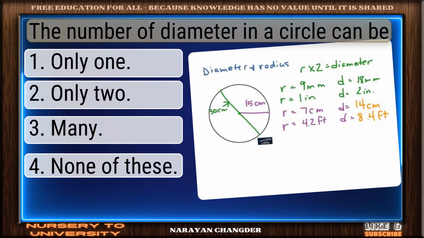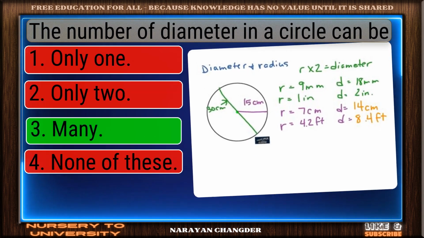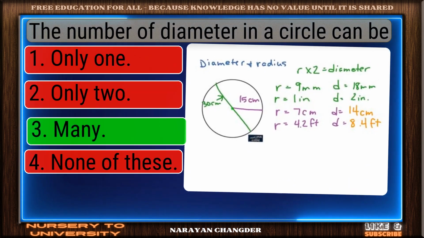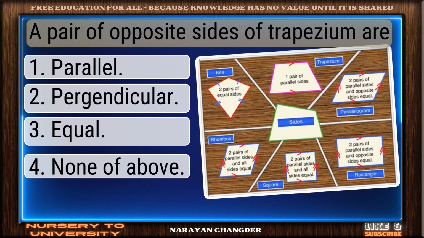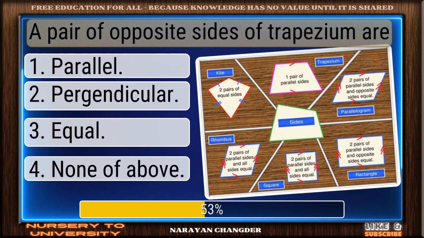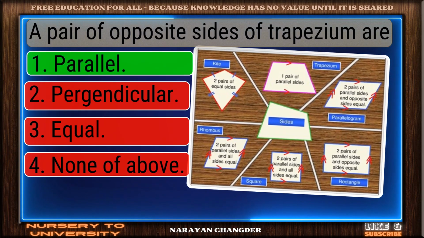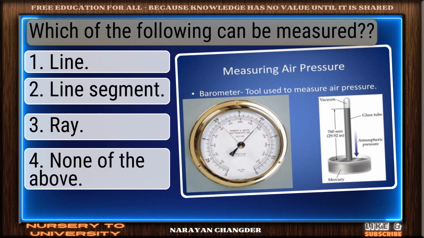The number of diameters in a circle can be dash. Excellent choice. Many is the right answer. A pair of opposite sides of a trapezium are dash. Good thinking. Parallel is the right answer. Which of the following can be measured?